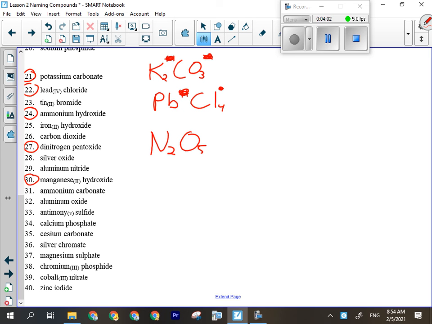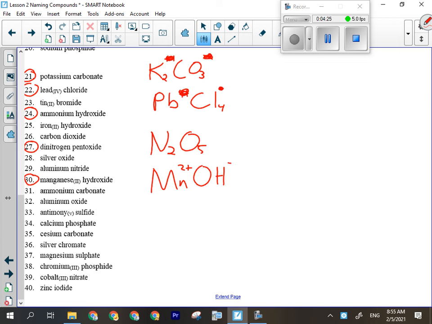And then for number 30, we have another one that's got a Roman numeral, and we have a polyatomic ion. So we know for sure this is ionic, because we would never have Roman numerals in a molecular compound. Okay, so we got manganese, which is Mn, and the 2 tells me the charge is +2, and it's with hydroxide, whose charge is -1.